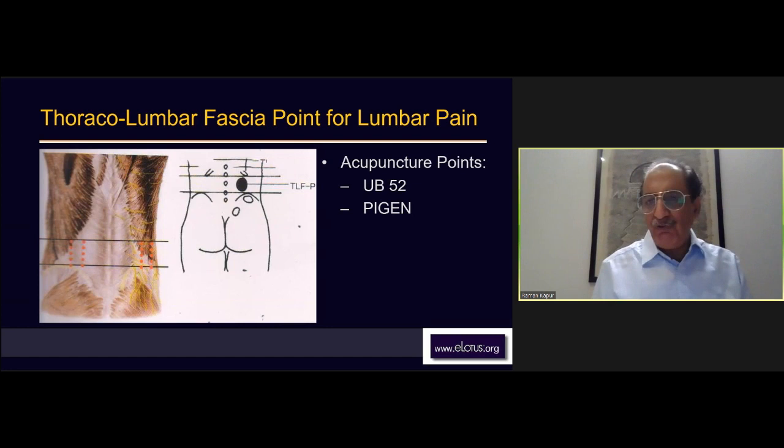your family or people traveling with you by just prickling at that zone with this particular method of treatment. And the points to be prickled are UB52 and PGN. We know it's an extra point. In addition to that, you can see on the left-hand side of the screen, I have put those red dots, which show the thoracolumbar area where you will also be doing the prickling locally.